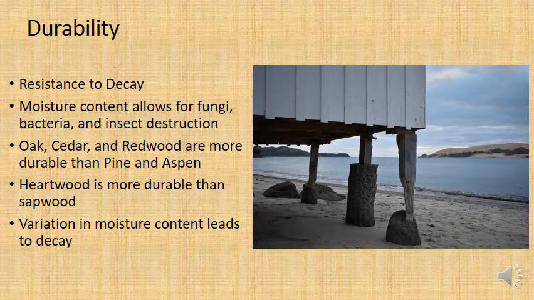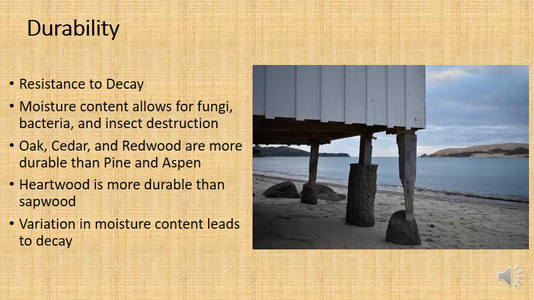Now, certain woods are more durable than others. So oak, cedar, redwood, they are more durable than pine and aspen, basically because they are denser and there's less room for insects and bacteria and fungi to live in them. It's not a hardwood, softwood divide. Some of those woods there are actually softwoods, in case you're wondering.